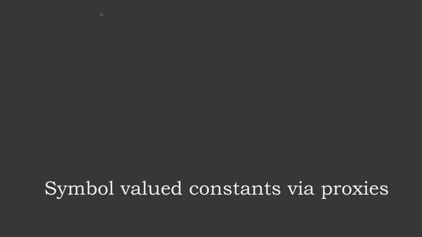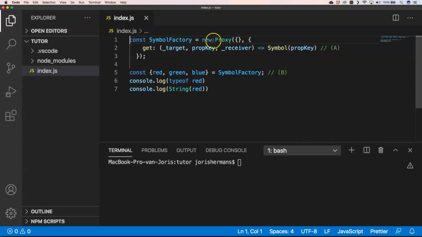This week I came across symbol valued constants via proxies. And I want to show you a little bit about that, how it works and how you can use that within Node.js. So the trick is basically that we need to create a proxy, and that proxy has a get, and when we try to get something, well, we change that by just having the property key, in this case red, green, blue, which are the property keys, and we create a symbol out of it, right?